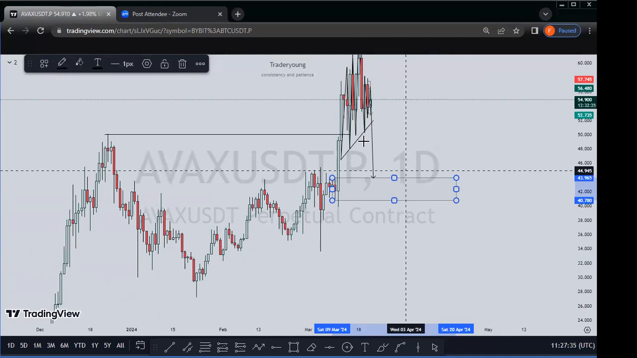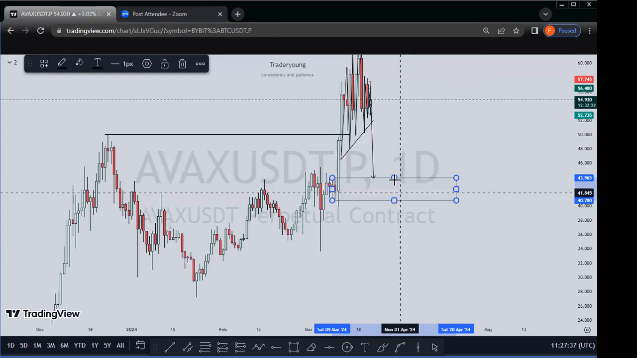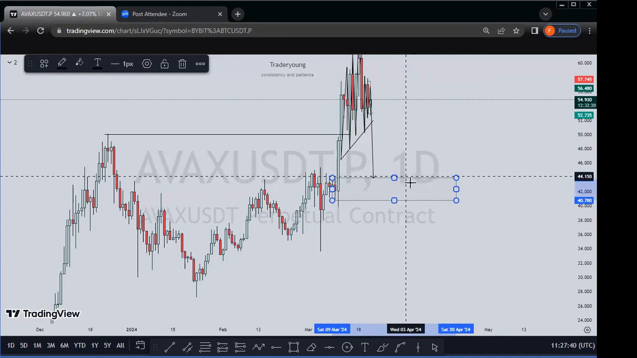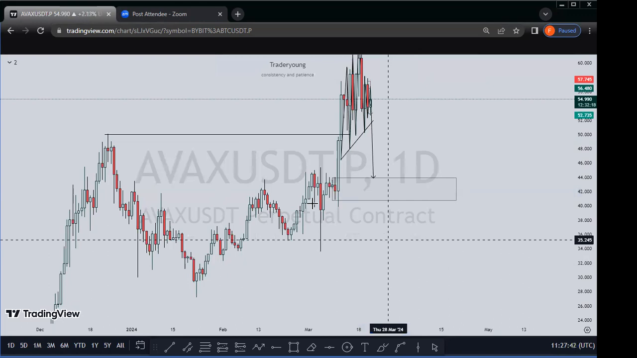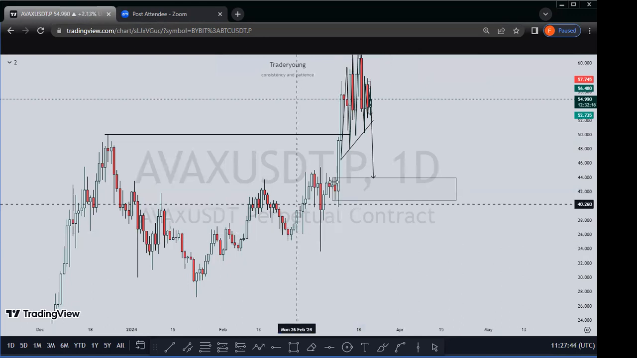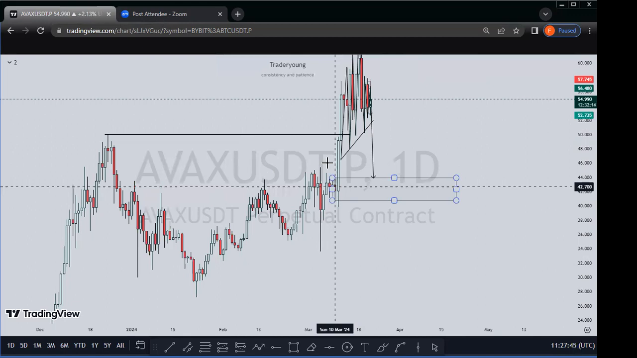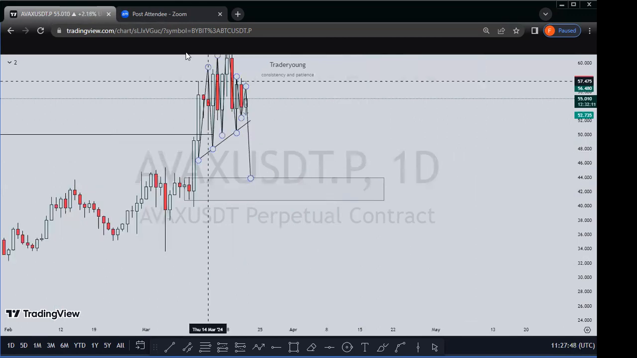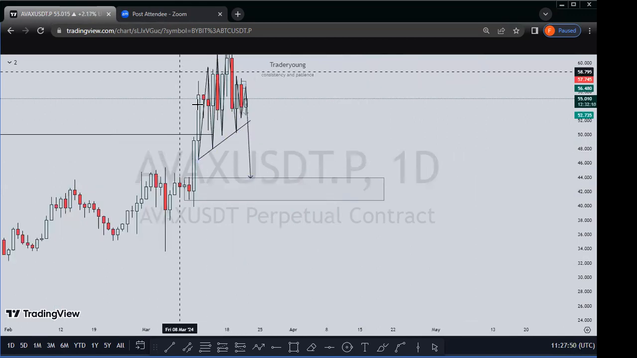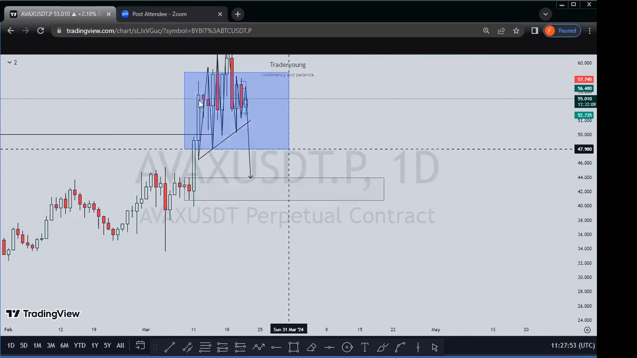So price should come back to a PD array. By a PD array, I mean a point of interest, a valid point of interest. We have this order block here that gave us this massive push. Let me just take this all off.